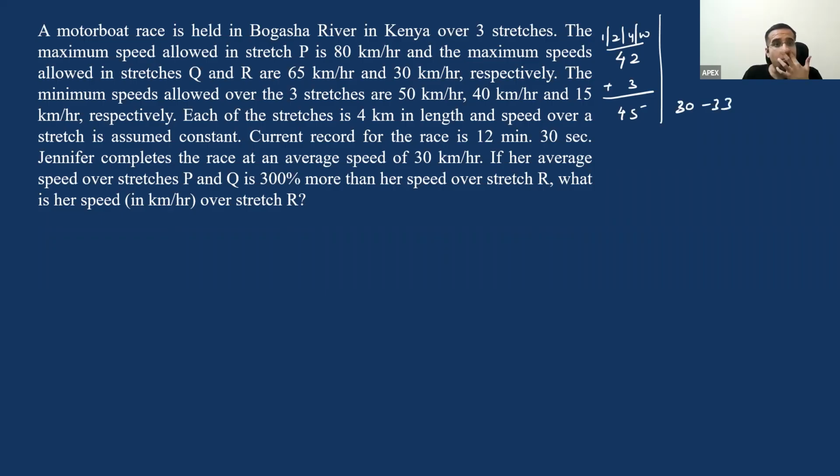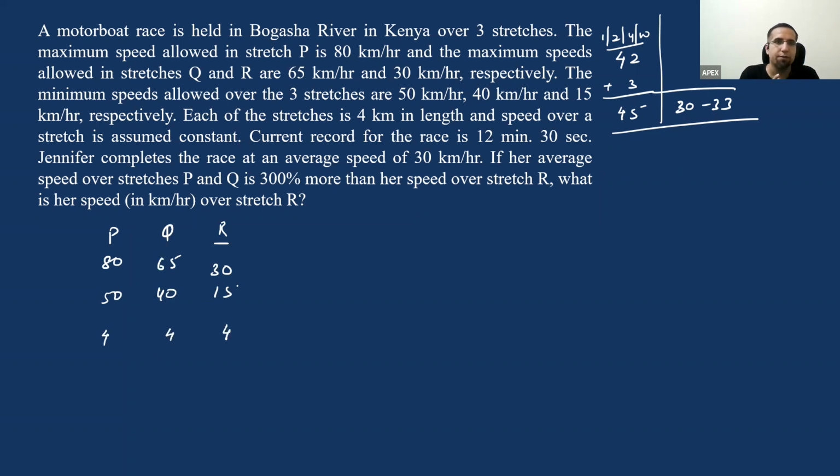Now let's look at this question. A motor race is held in 3 stretches. The maximum speed allowed in stretch P is 80, in stretch Q is 65, and in R is 30. The minimum speeds allowed are 50, 40 and 15 respectively. Each of the 3 stretches is 4 kilometers long. Okay. The current record for the race is 12 minutes and 30 seconds. Jennifer completes the race at an average speed of 30 kilometers an hour.